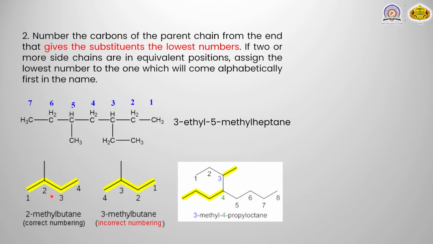The reason is that when numbering the parent chain, the substituent should get the lower number. In this case the substituent is at the second position, in the other case it is at the third position. So this is the correct numbering: the carbons are 1, 2, 3 and 4, and at the second position there is a methyl substituent. So 2-methyl butane is the correct name of this compound, not this. 3-methyl butane is incorrect.